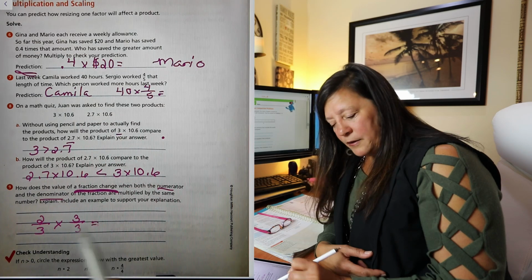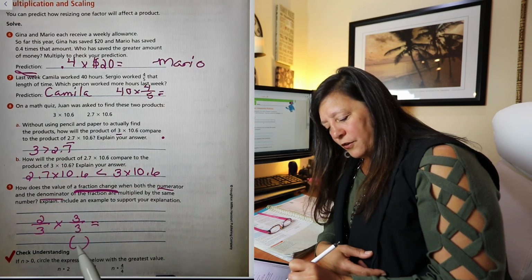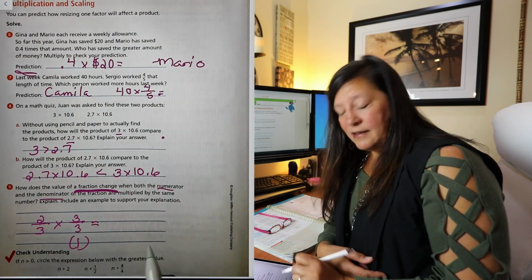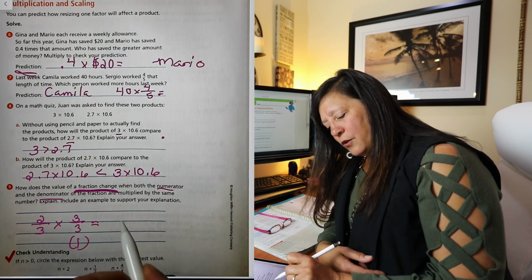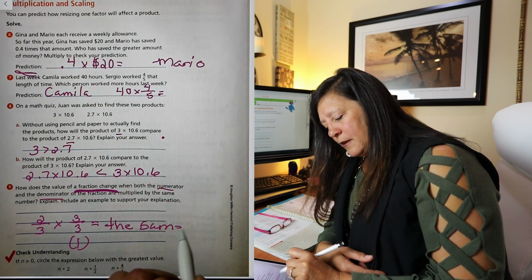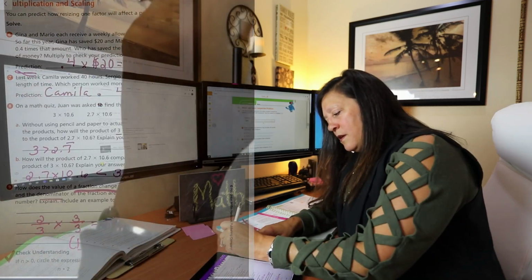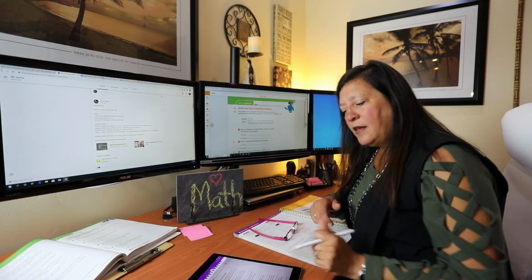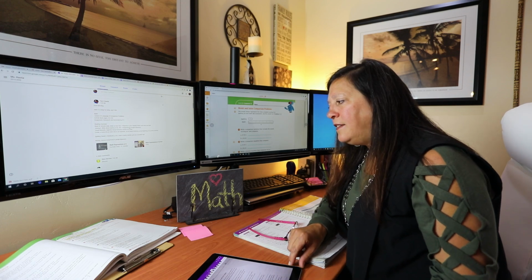How will the value of the fraction change? It won't change, will it? Because what do we know? This 3/3 is equal to 1, okay? So it will be the same. It will stay the same. And hopefully that's something that you recognize. Okay, that concludes our activity pages.